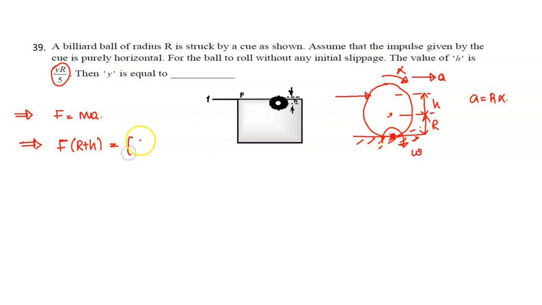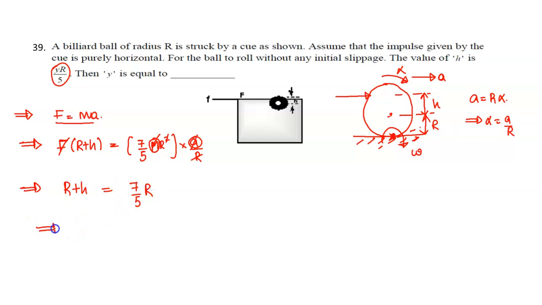Parallel axis theorem. This will be 7 by 5 mr square into, in pure rolling we can write alpha is nothing but equal to a by r. So instead of alpha I am directly writing it as a by r. So r will get cancelled. Here this ma is nothing but equal to F, so this ma and F will get cancelled out. So from this we can write r plus h will be equal to 7 by 5 r. So from here h will be equal to 7 by 5 r minus r, which will be 2 by 5 r. So if you see the question, this y should be equal to 2.